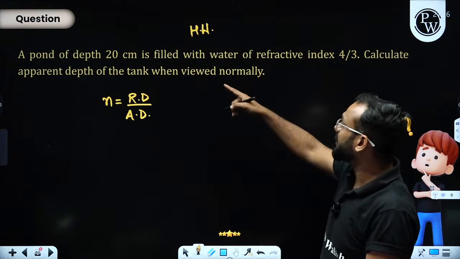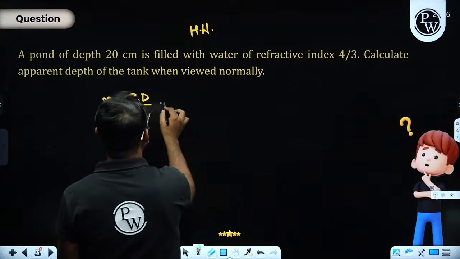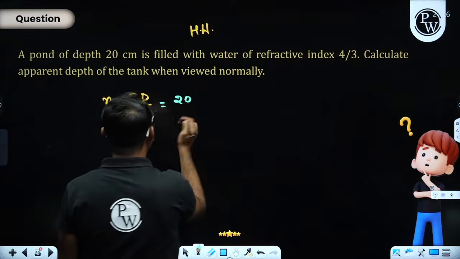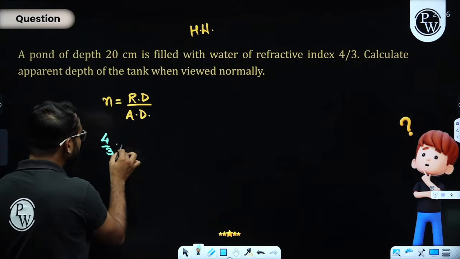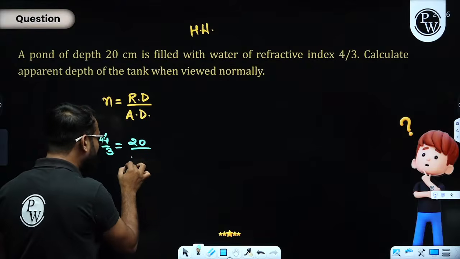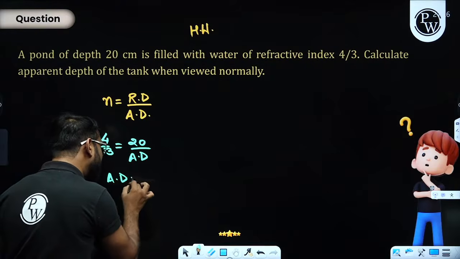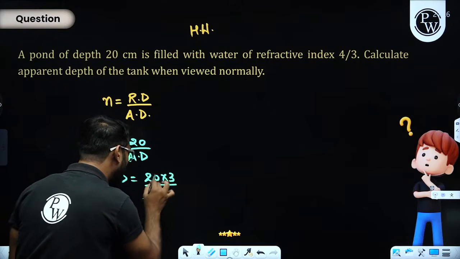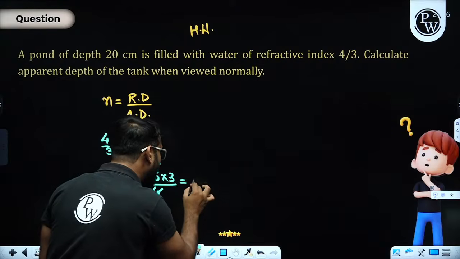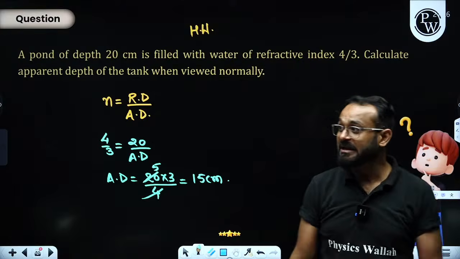In that question, the real depth is 20 centimeter, and the refractive index is given as 4 by 3. Let me solve this. If I solve for apparent depth, that is equal to 20 times 3 divided by 4. This is 5, and the apparent depth is coming out as 15 centimeter.